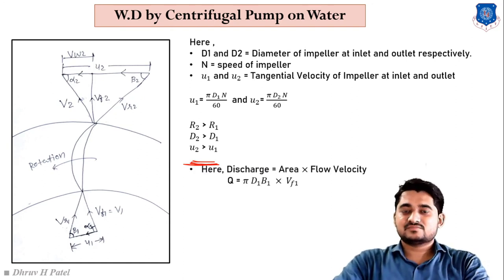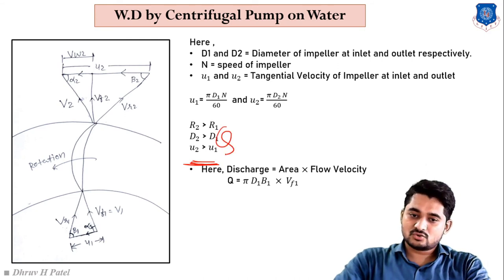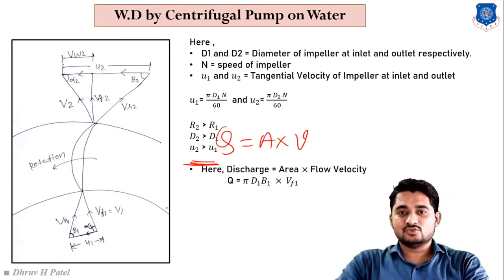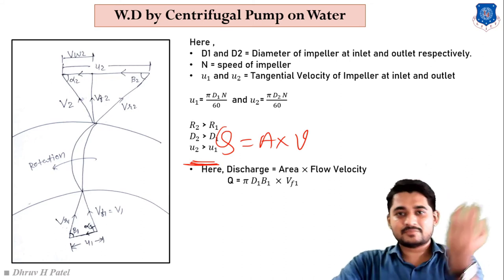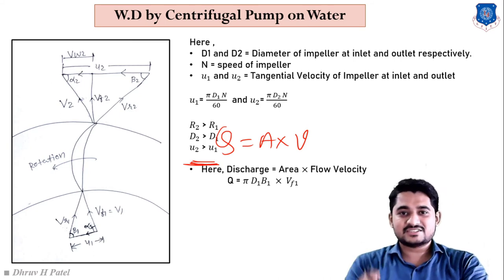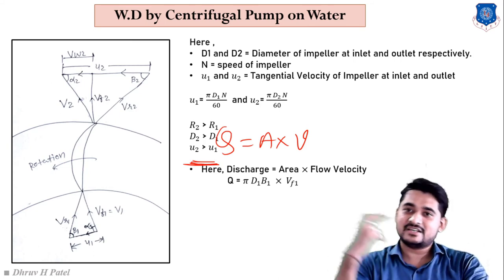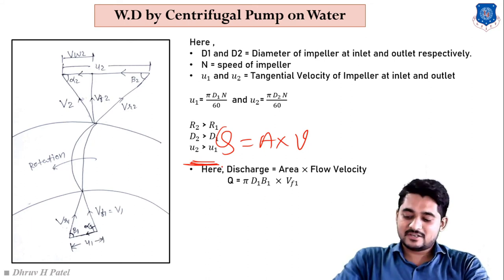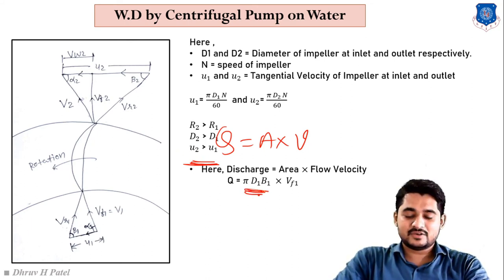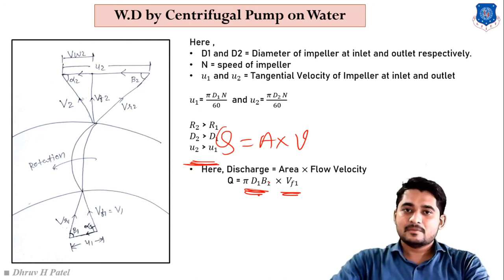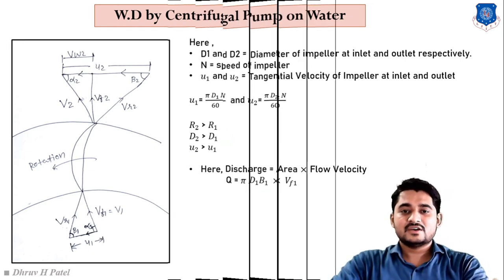Now discharge. Basically Q is equal to area into velocity, right? Here a spiral type casing, that is a toroidal shape casing, will be there. Similar to the Francis turbine, the area will be pi d, that is the circumference, and b, that is the width of the casing. So area will be pi d1 b1 into Vf1, that is the flow velocity. So discharge will be pi d1 b1 into Vf1, area into flow velocity.